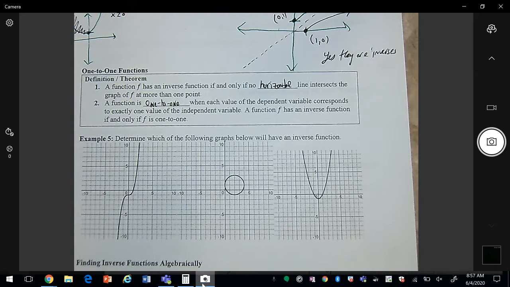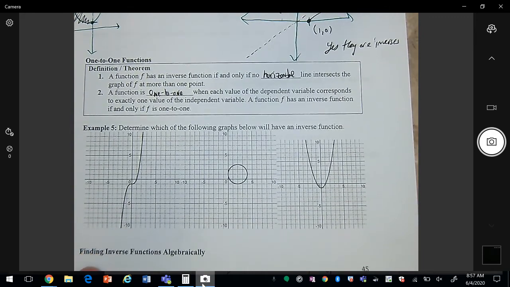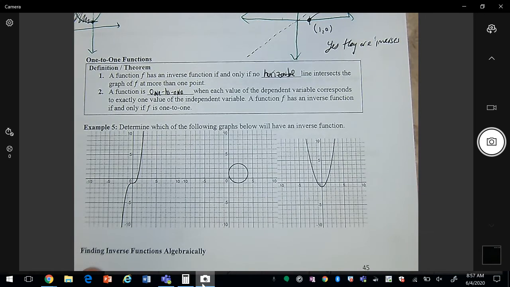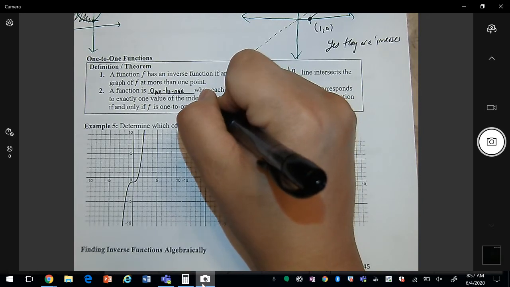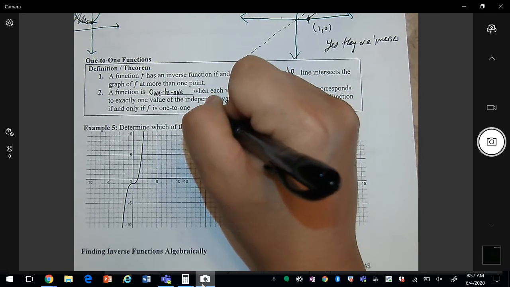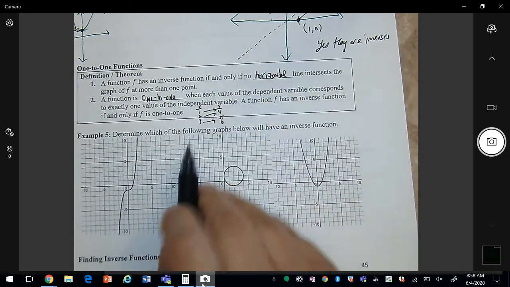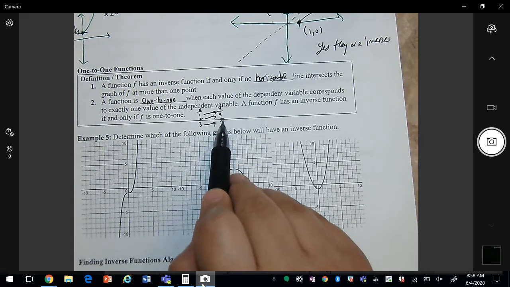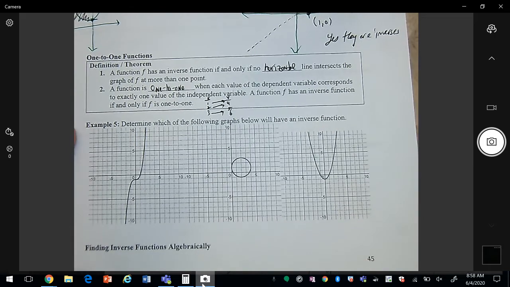Okay, the next one, a function f has an inverse if and only if no horizontal line intersects the graph of f at more than one point. A function is one-to-one when each value of the dependent variable corresponds to exactly one value of the independent variable. A function f has an inverse if and only if it's one-to-one. So this is what it means. So like here's your x, here's your y. 1, 2, 3, 4, 5, 6. It's one-to-one if the x's are going to exactly one y. In other words, the y's aren't repeated in this case as well.